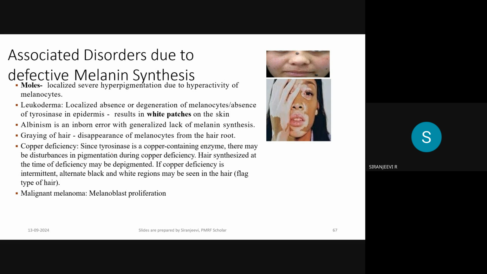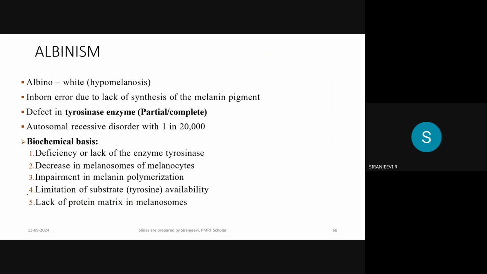Copper deficiency leads to a problem because tyrosinase is a really, really important enzyme for this melanin synthesis. So when copper deficiency is there, there will be disturbance in the pigmentation. Hair synthesized at the time of deficiency may be depigmented. If the copper deficiency is intermittent, then alternate black and white regions may be seen in the hair, that is called flag type of hair. And then another one is called malignant melanoma, where melanoblast proliferation takes place so high.